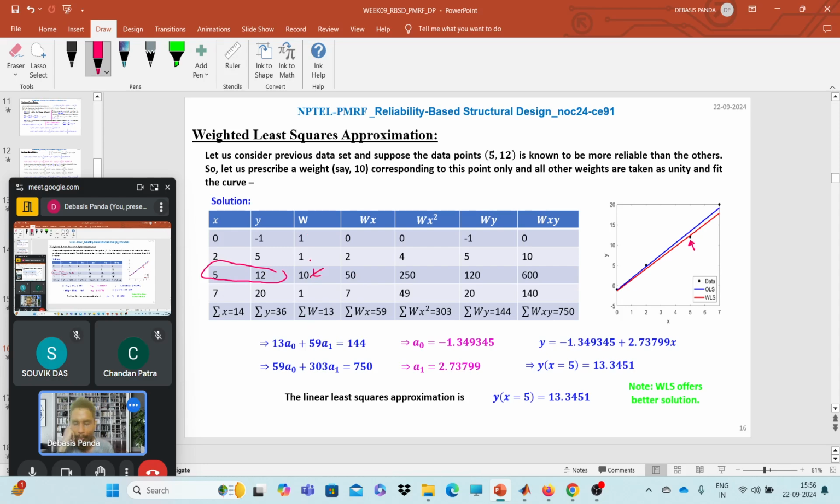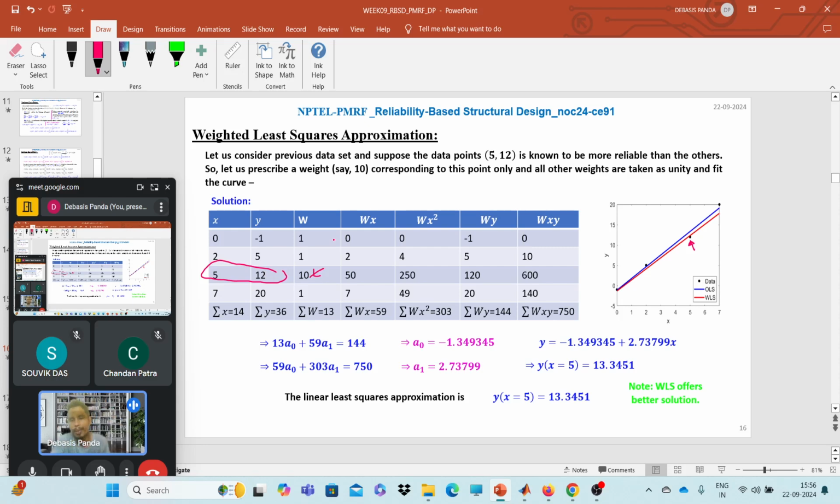For the rest, just apply the same weight. That means these weights are actually user defined. You can vary this weight. You can put different weights on different points to get the exact fit, depending on what you wish to find out.